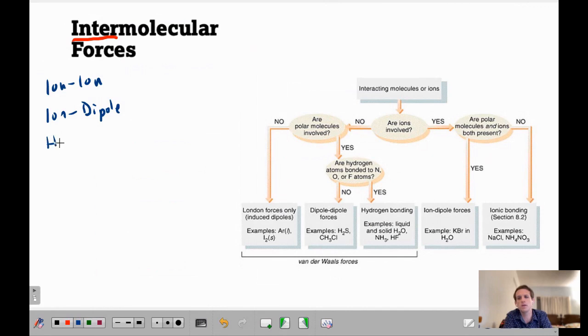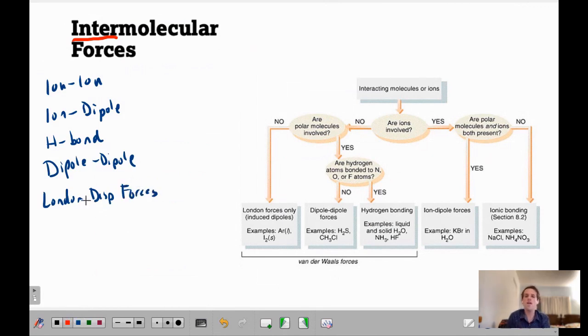Right below that is our special type of dipole-dipole, which is a hydrogen bond. Then we've got the dipole-dipole. And finally, at the bottom, we have London dispersion forces. London dispersion forces, everybody. This is like the people's IMF. Everybody gets this one, right? Every single type of molecule has London dispersion forces.